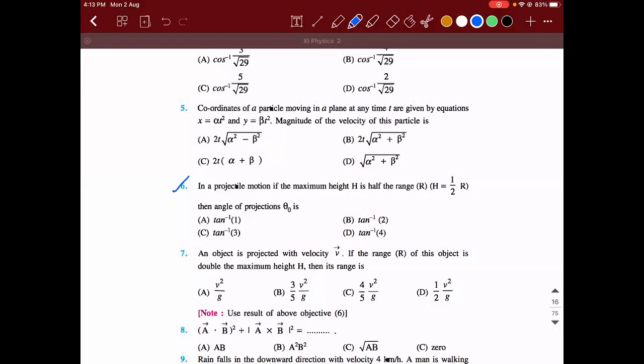Sir, sine square theta can be written as what in terms of trigonometry? You need not change sine square theta. You just change sine 2 theta as 2 sine theta cos theta. That will solve the problem. But if you want to know the idea, the answer is tan inverse of 1. Tan inverse of 1 is 45 degrees.